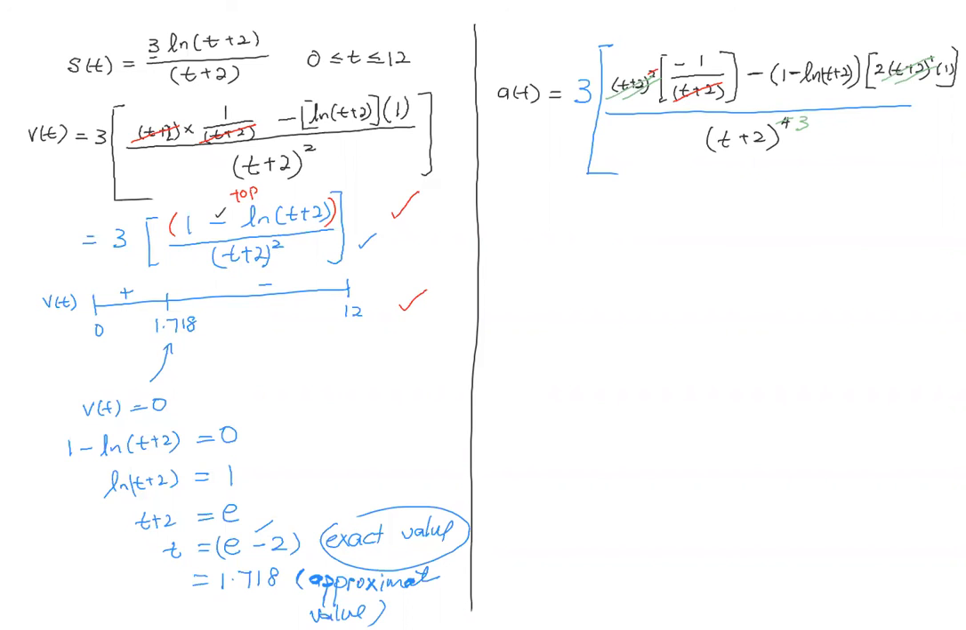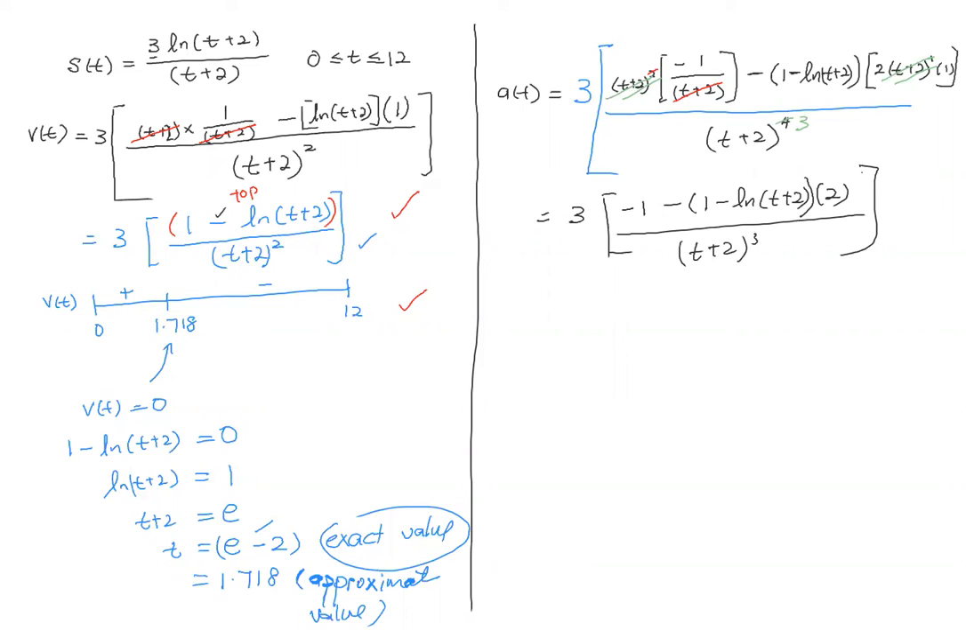So it will end up to be power 3. So it's negative 1 minus 1 minus ln(t plus 2). Then this is 2 over (t plus 2), the whole thing cubed. So this is your a(t) function.